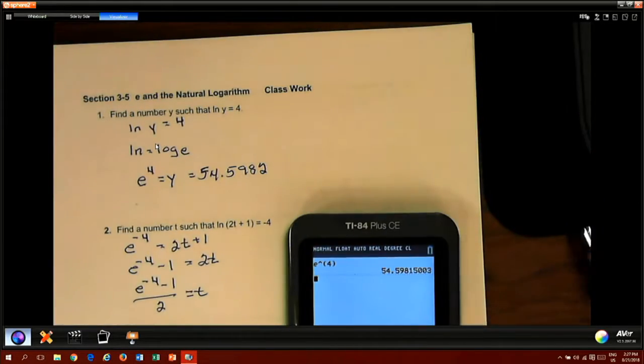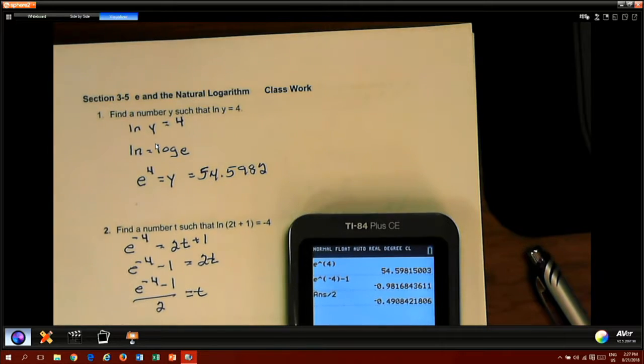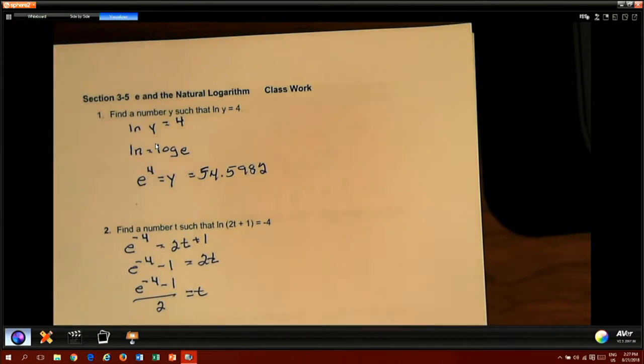Now put it in our calculator. Second ln of negative 4, minus 1, equals, divided by 2, equals negative 0.4908.